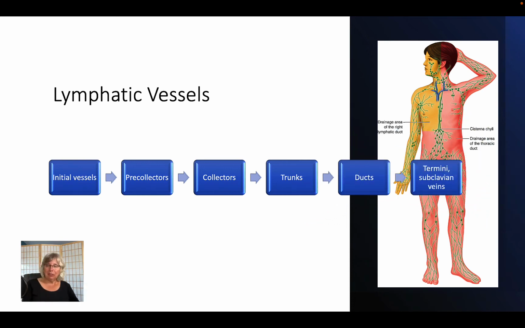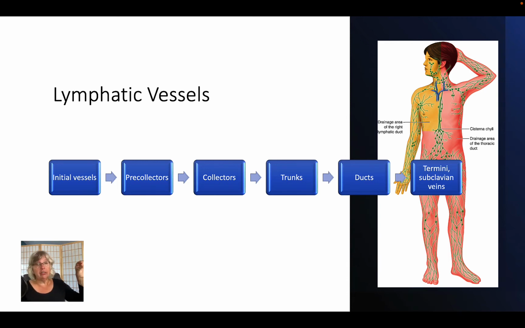The lymphatic vessels begin very tiny with those initial vessels out there in the tissue cells, and they have the open-ended flaps, and they are sucking up excess interstitial fluid, which changes its name once it gets into the system. Now we call it lymph.